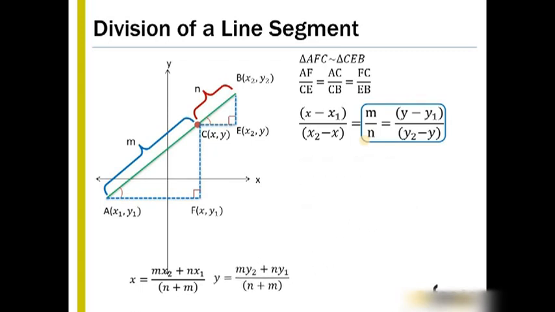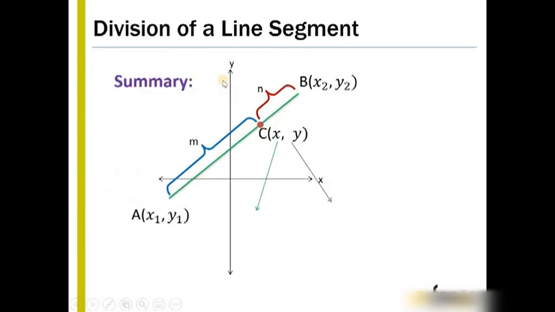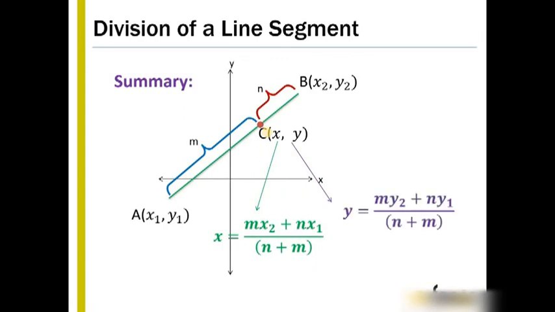And we've now got a general formula for the coordinate C, x, y that divides this line segment into the ratio m to n. To summarise that, to divide this line segment into two parts in the ratio m to n, then we need to use the coordinate C, x, y, where x equals mx2 plus nx1 over n plus m, and y equals my2 plus ny1 over n plus m.